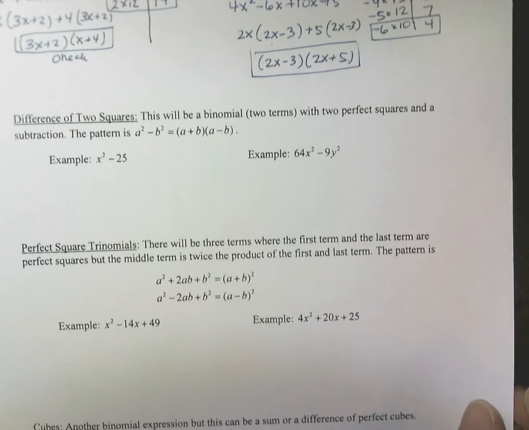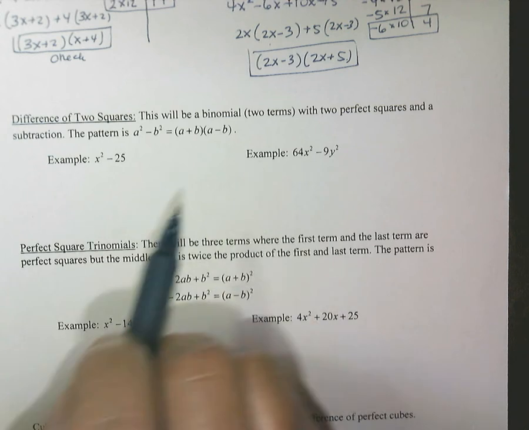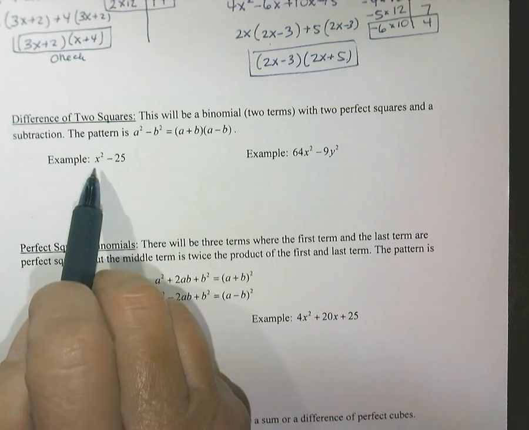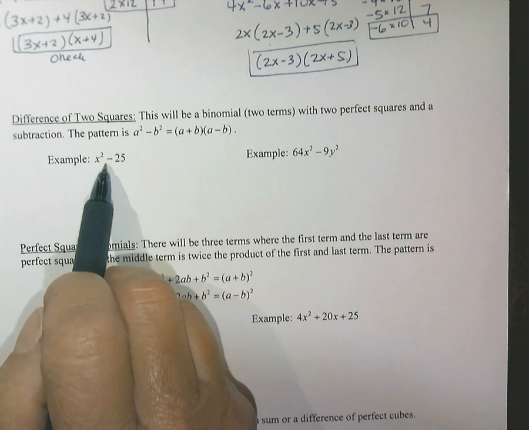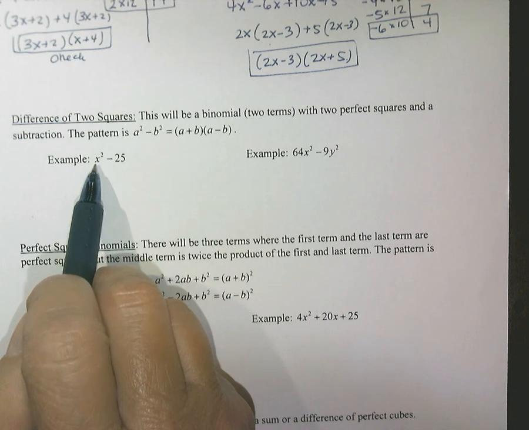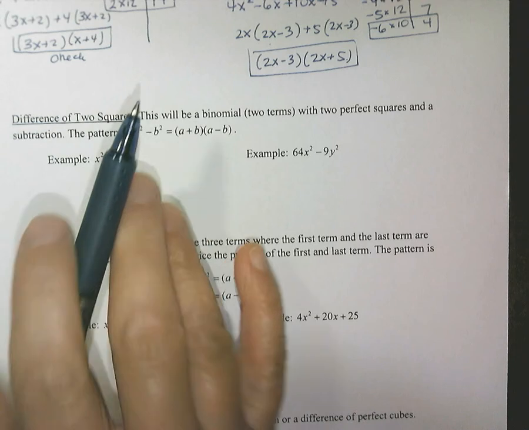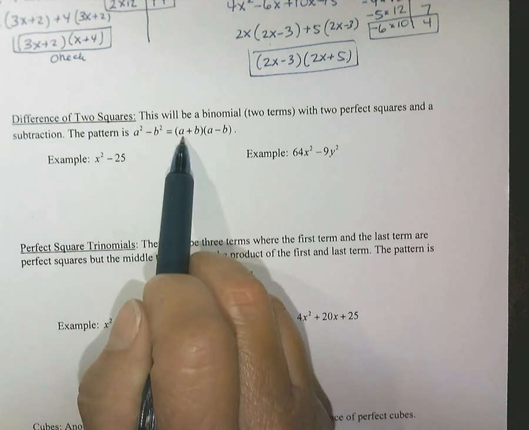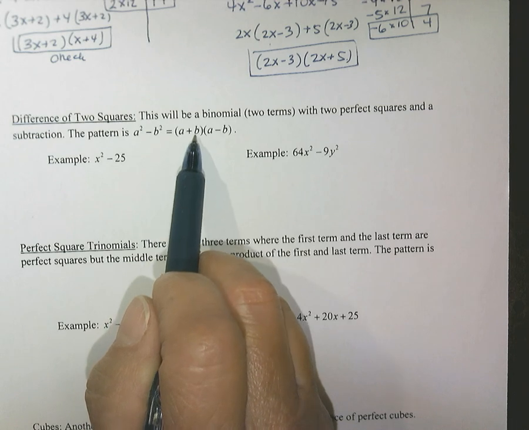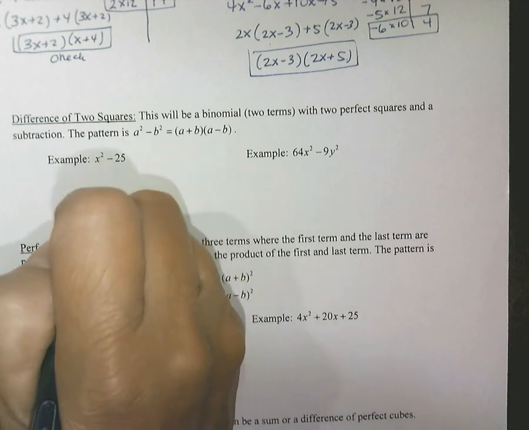The next one is another easy one, but students tend to forget it. It's a difference of squares. So what you've got here is a binomial, two terms only. And it's a difference. You have to have a subtraction. And you have to have perfect squares, meaning the square root of x squared is x, the square root of 25 is 5. So if you look at this pattern I have up here, a squared minus b squared, you're going to have the square root of a squared and the square root of b squared in both places, one plus and one minus. It doesn't matter the order.